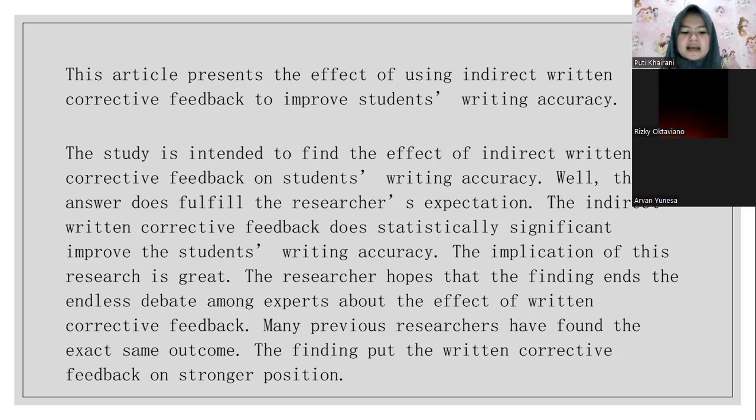Written corrective feedback has proven to be usable. It improves student writing accuracy. It pumps up student motivation as well. However, there is more work to be done in the area.